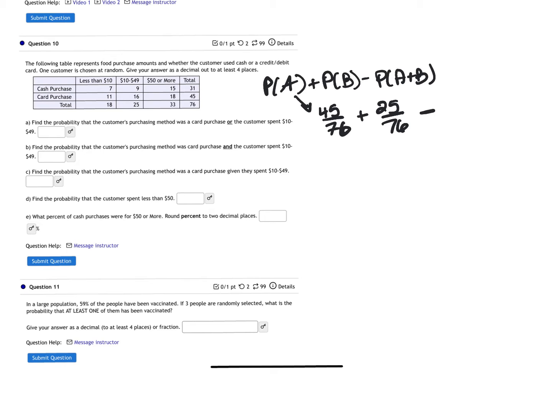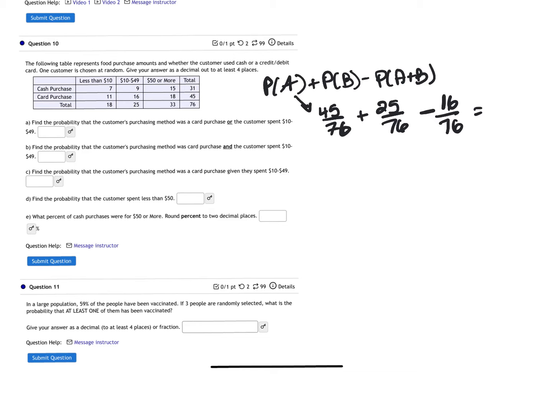Why are we taking this away? Well, you will notice that these people right here were counted twice, once in the card purchase and once in the 10 to 49 purchase. And you don't want to count them twice. So we take them away once, so that we're only counting them once and not twice. So that is minus 16 out of 76.